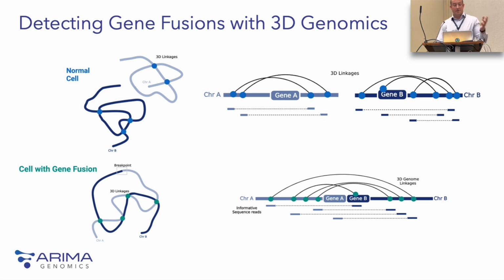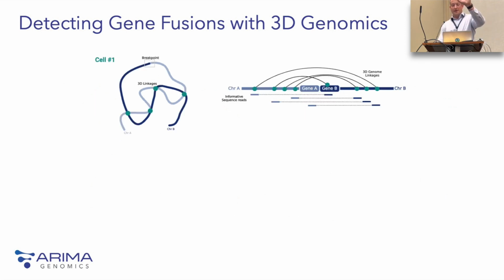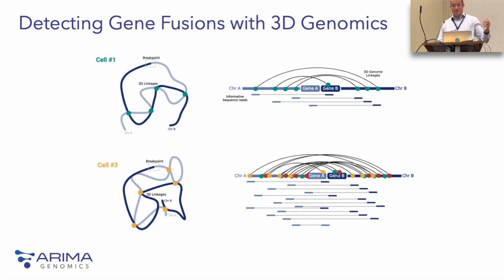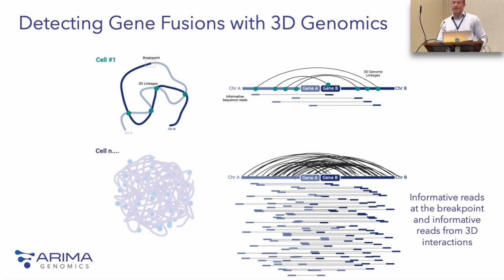Now this is just from a single cell, right? So move that image up there. Let's take a second cell. There's going to be another set of linkages between chromosome A and B, cell 3, and so forth. Hundreds of cells, thousands of cells, you get this huge amplification of this fusion signal.